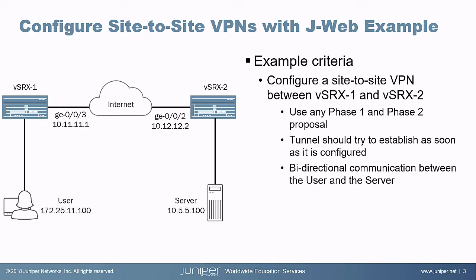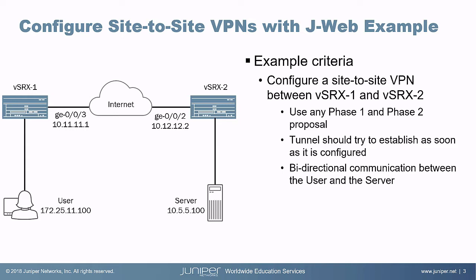Here in the example, we have a user and a server, and we have vSRX1 and vSRX2. Now, the user and the server need to be able to communicate securely across the internet, and we're going to do that by configuring a site-to-site VPN between vSRX1 and vSRX2. And that site-to-site VPN is going to use basically any phase 1 or phase 2 proposal. We'll just select one when we configure it. And the tunnel should establish as soon as it's configured.